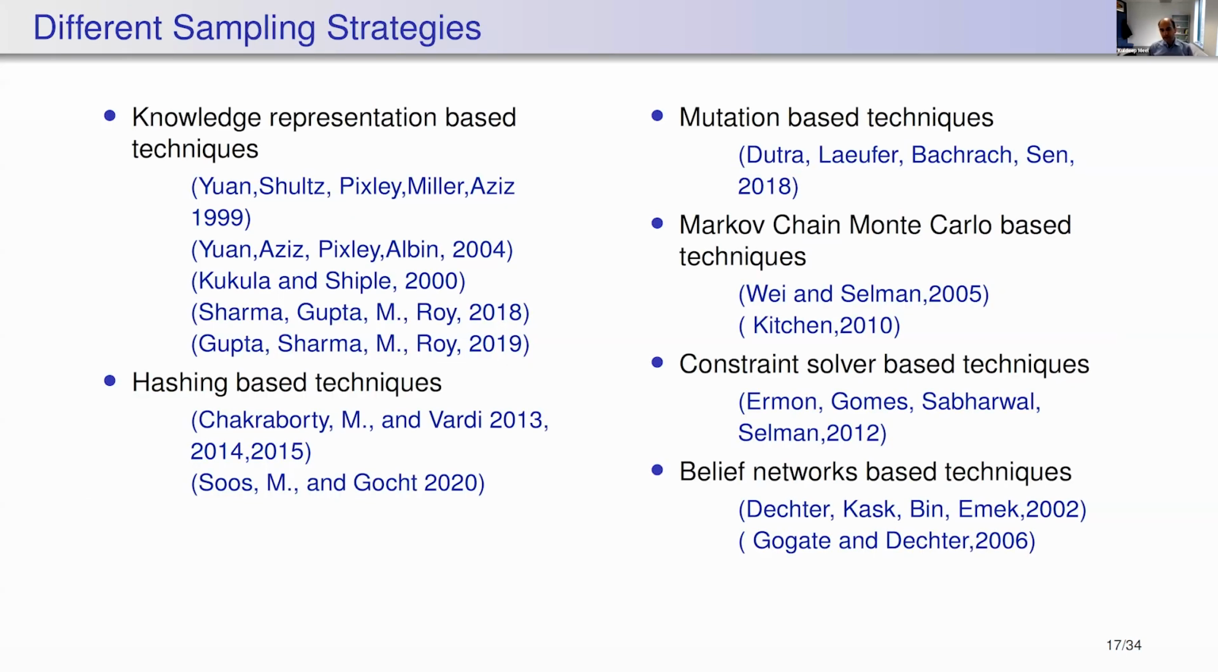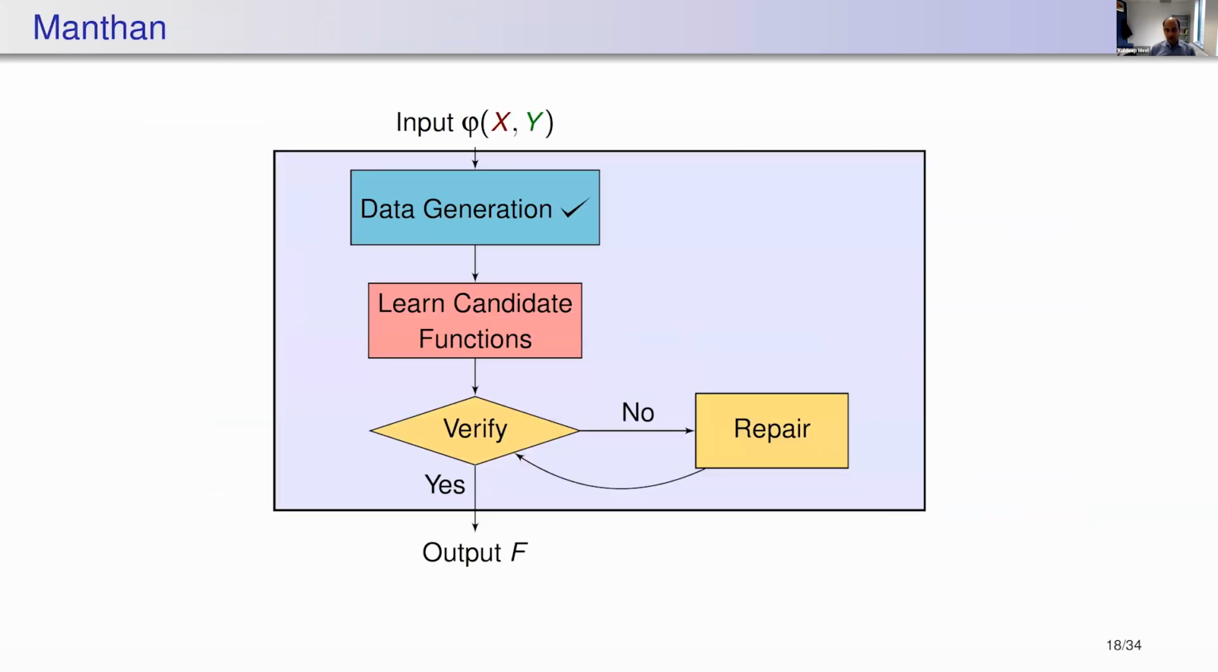How do we generate samples? There has been a lot of work in the past decade. So we rely on the advances in the design of these samplers, and we are able to rely on state-of-the-art samplers for this. So that concludes the first component.